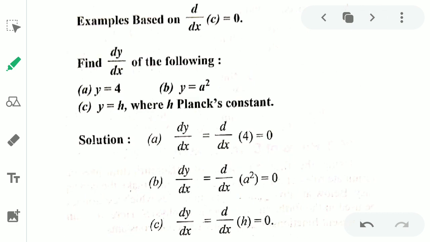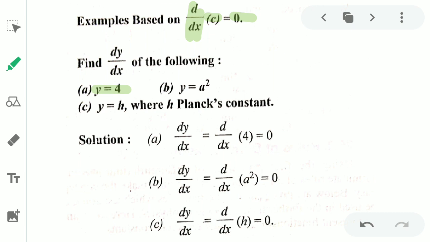So next we discuss some examples on the basis of the two properties we know very well. First, we know the theorem that the derivative of a constant term will be equal to 0. For example, y equal to 4.